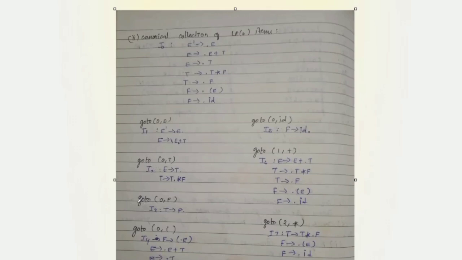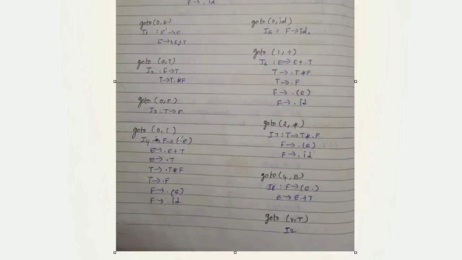Next transition, goto of item number 0 on the symbol F. Here you write F. Then you will get the production T tends to F dot. So T tends to F dot is a final item. It is considered as item number 3. Next, goto transition of item number 0 on open bracket. We move the dot, and then you will get F tends to open bracket dot E close bracket. Write F tends to open bracket dot E close bracket.